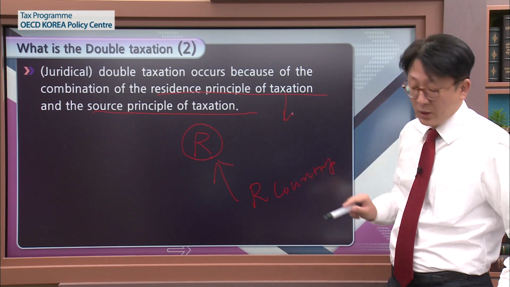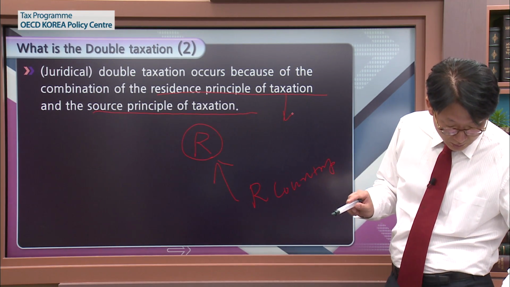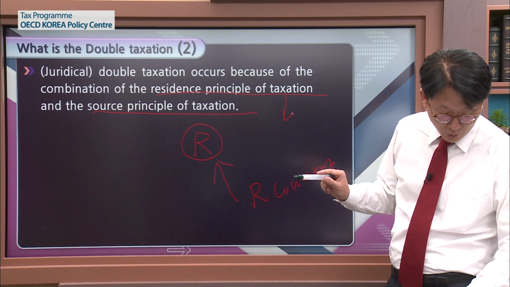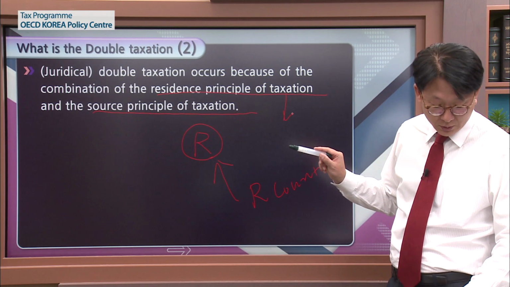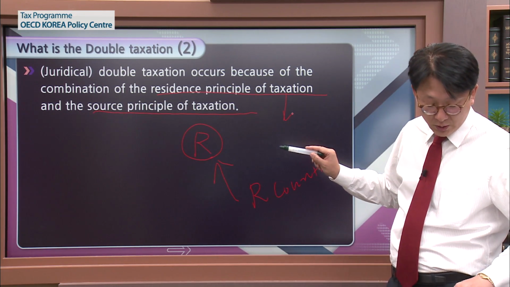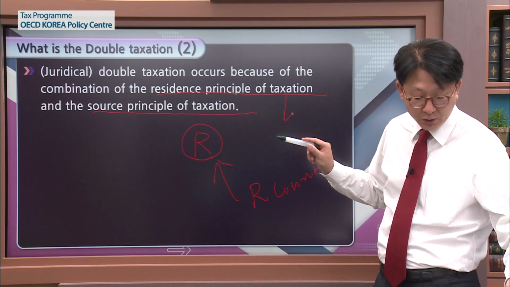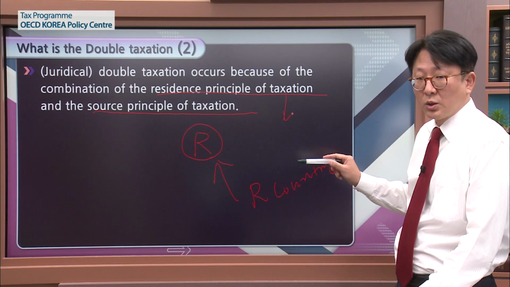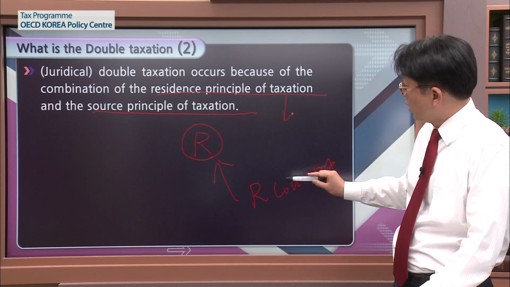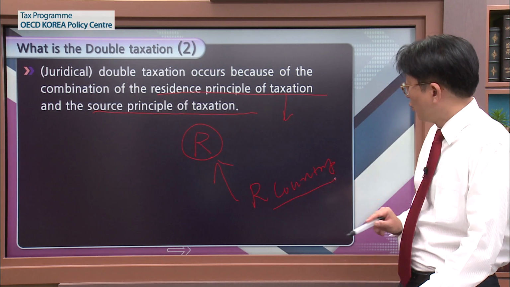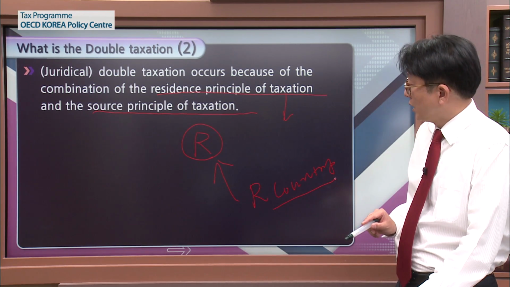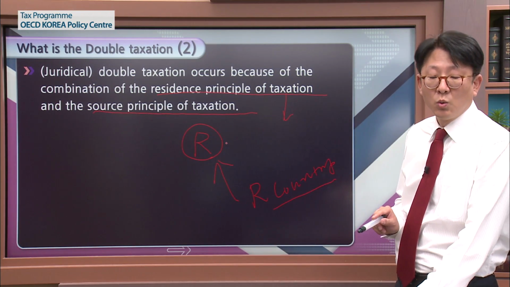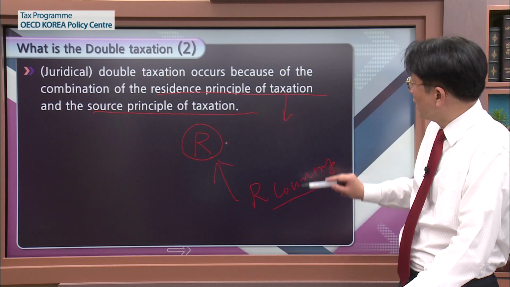This principle is based on, I'll explain later, the principle of personal privilege for the jurisdiction. So in short, what state R claims is that R has a right to tax the taxpayer R, which is the resident.